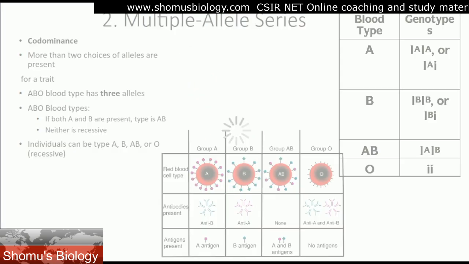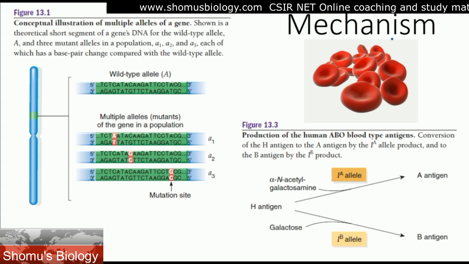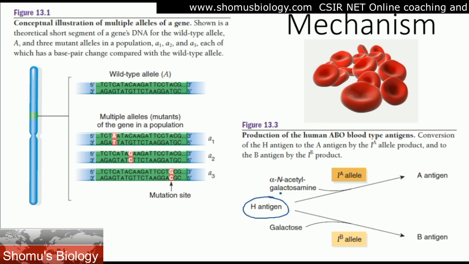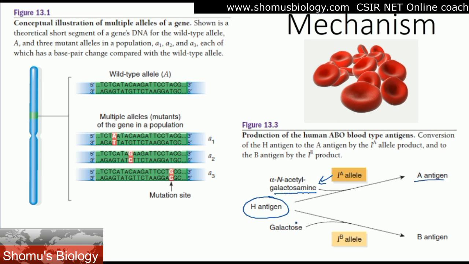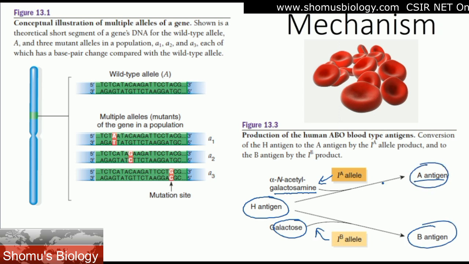Now why is there this kind of difference? Because the different blood types of human beings depend on the type of sugar moiety that is present on the surface. Normally the precursor is H antigen. When N-acetylgalactosamine is linked to it, which is a result of the IA allele, it converts H antigen into A antigen. And if galactose is added to the H antigen, which is a product of the IB allele, it is converted into the B antigen. So A antigen and B antigen are prepared like this. If both are present, AB. If neither of them is present, O.